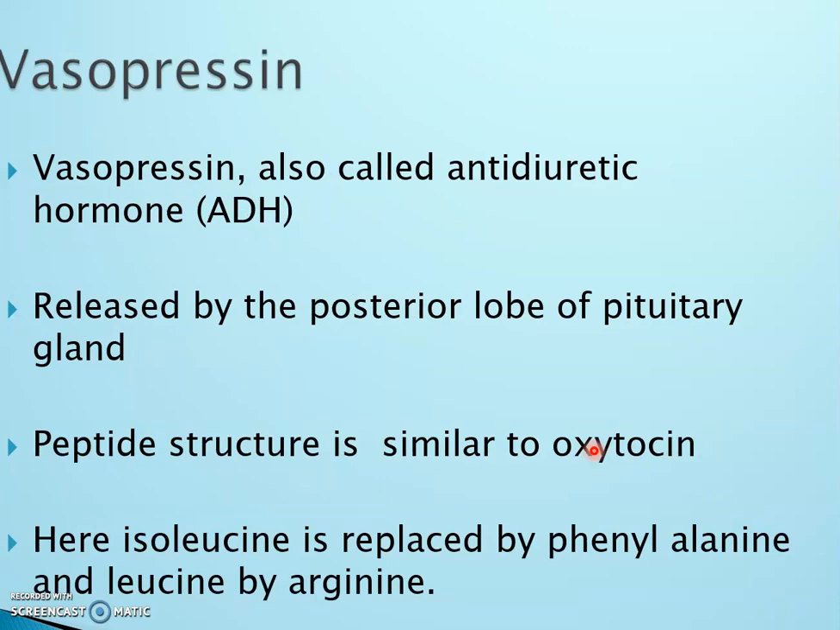Then moving to the last peptide hormone, that is vasopressin. Vasopressin is also called antidiuretic hormone. It is also released by the posterior lobe of the pituitary gland. Moving to the structure, it is similar to oxytocin. It also contains 10 amino acids in the peptide chain. There are two major differences between vasopressin and oxytocin. In vasopressin, isoleucine is replaced by phenylalanine and leucine is replaced by arginine.